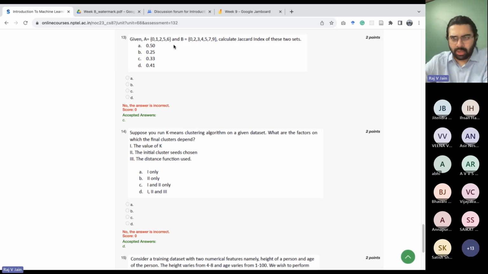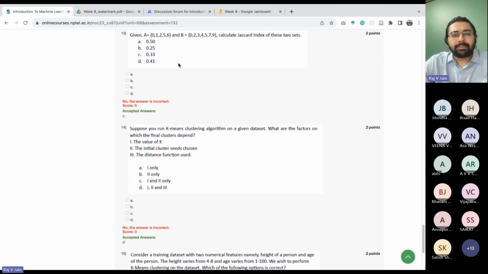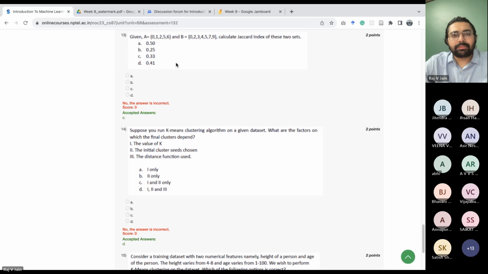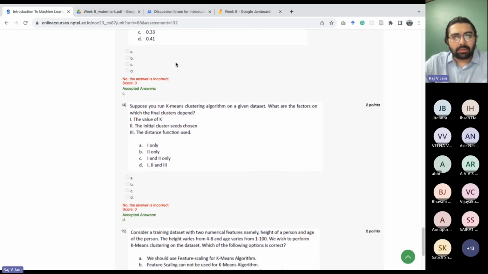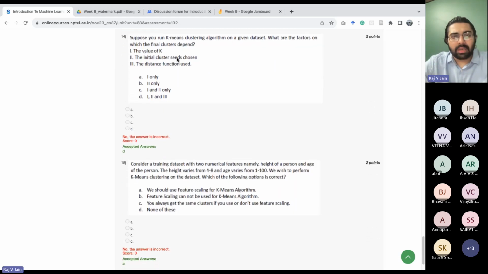So question 13, a very straightforward idea. Just take the union and take the intersection and compare the number of elements in those two sets. That will be your Jaccard index, right? So you should get 0.33 as your answer.